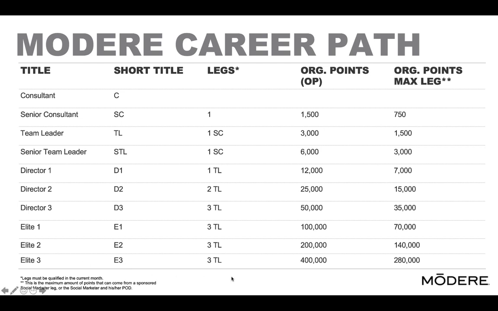Now, 3 team leader lines. What is a team leader? A team leader is only 3,000 in organizational points, and they can count 1,500 from their biggest team. The point that I'm trying to illustrate is a team leader's a newer rank in the compensation plan. In fact, someone gets started as a consultant, it's really the second row rank, which is the team leader rank.